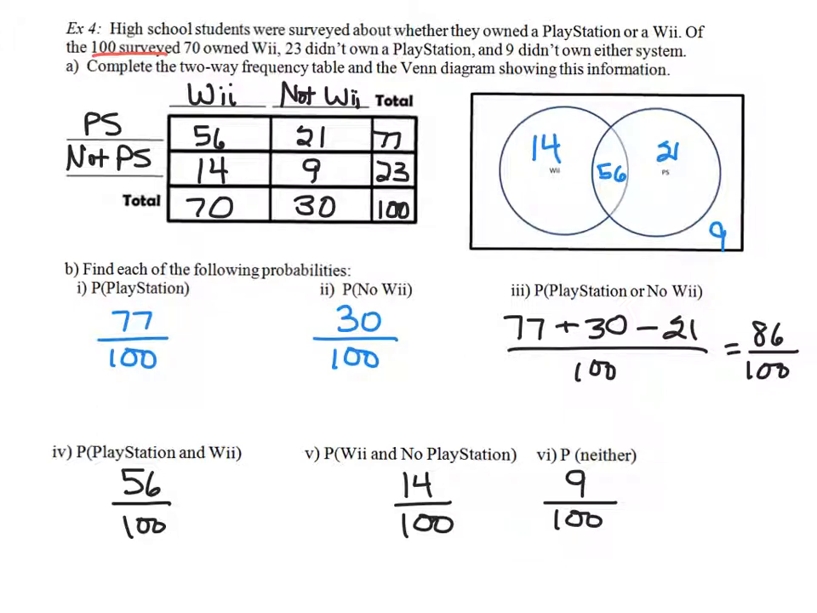So we've gotten a lot of practice in working with two-way tables and Venn diagrams and then using them to calculate probabilities today. We'll work some more in class.